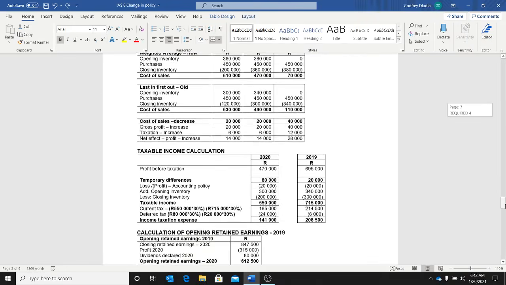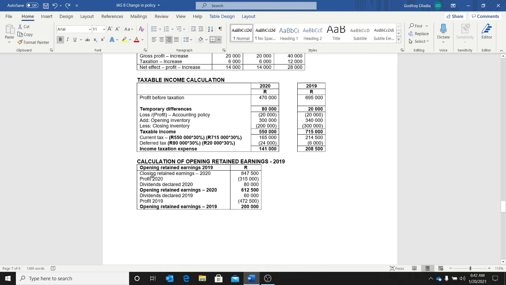Okay, there it is. Now remember, I'm going backwards. That is why I'm minusing the profit. If I was going forward, I would add the profit. But in this case, I'm going backwards. So I'm saying closing retained earnings minus 315.